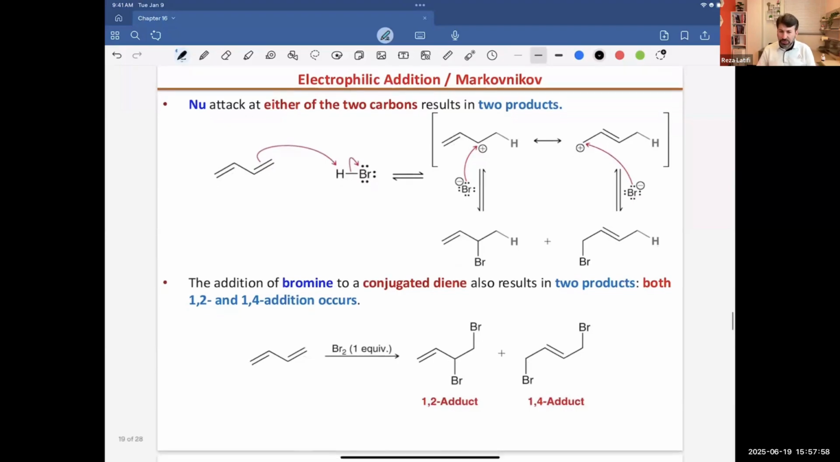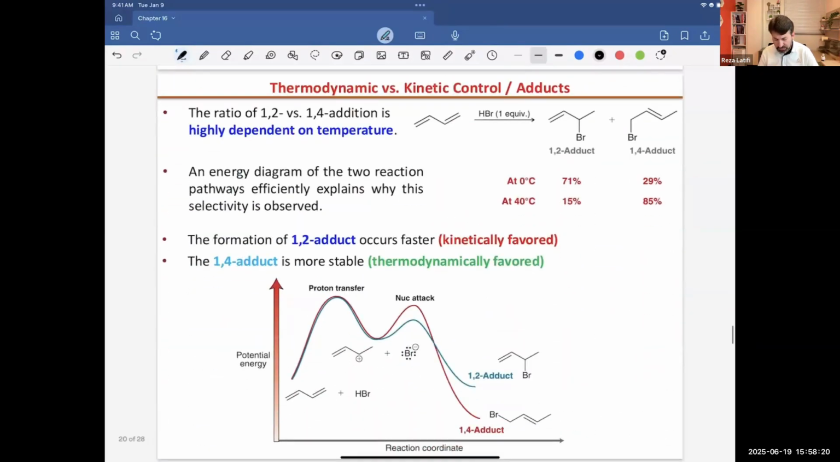So I got 2 products. The difference between them is the position of hydrogen and bromide. If I repeat this with bromine instead of hydrobromic acid, I can get, again, the same thing. I can get 1,2 adduct or 1,4 adduct, and it's going to be exactly the same story as HBr.